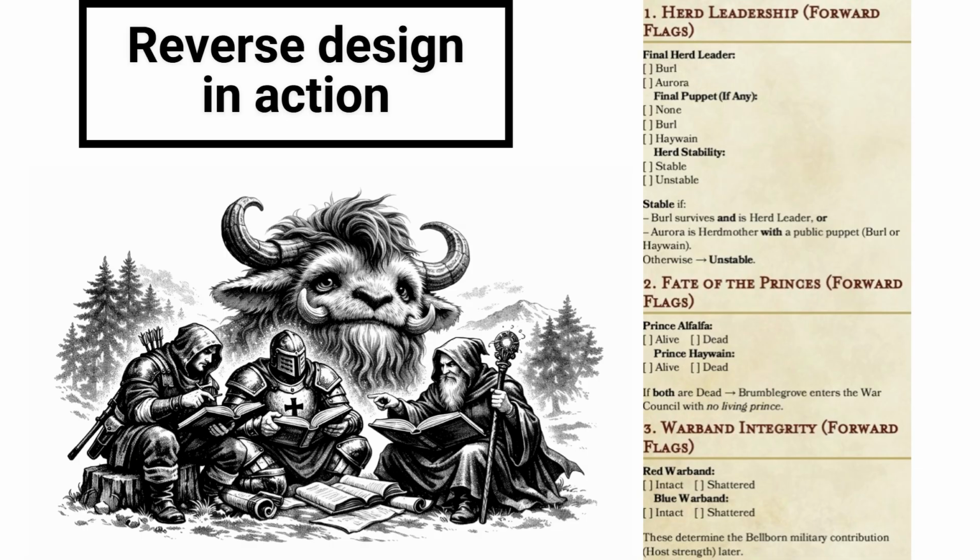Is the Brumble Beast herd politically stable? Who ultimately controls the herd? If control shifts to a matriarch, does she possess a legitimate patriarchal figure through whom she can rule? Which of the royal heirs survive the internal conflict? And what effective strength does the herd contribute when called upon later?